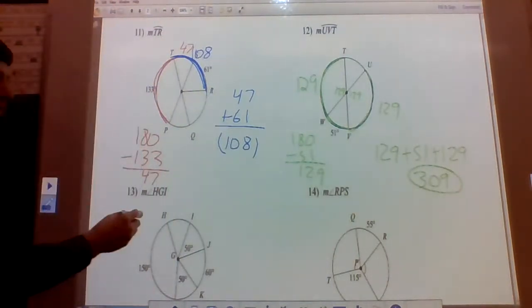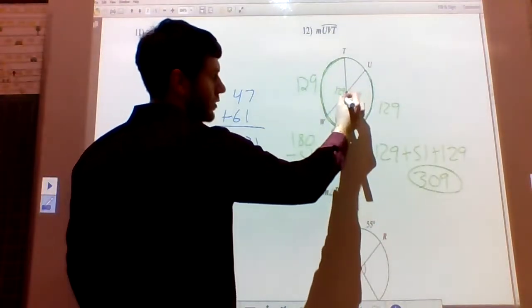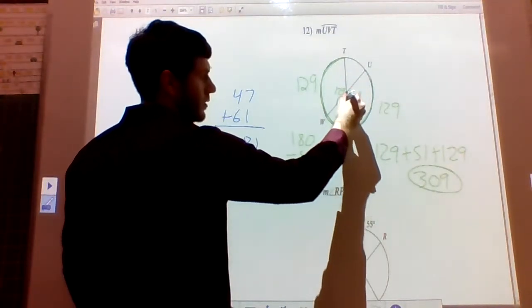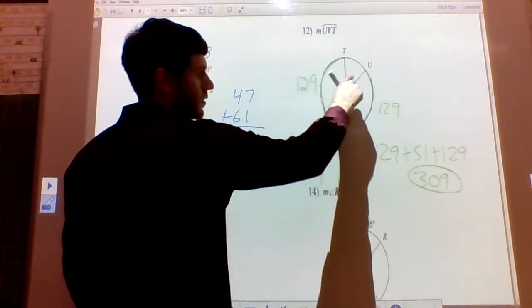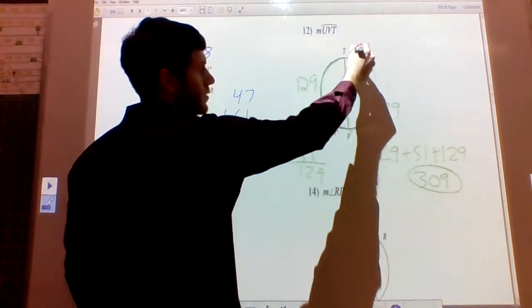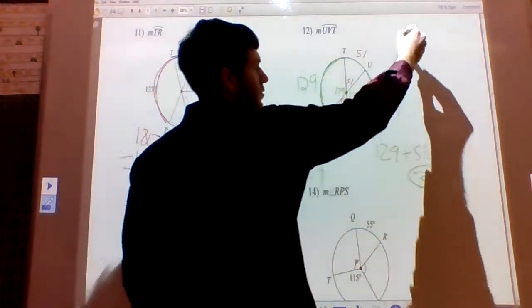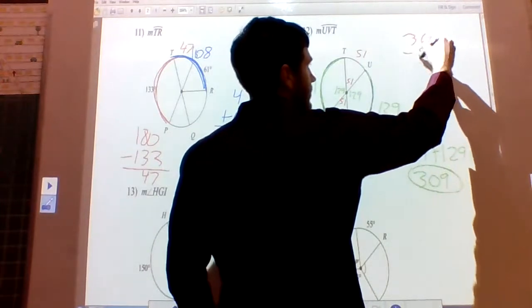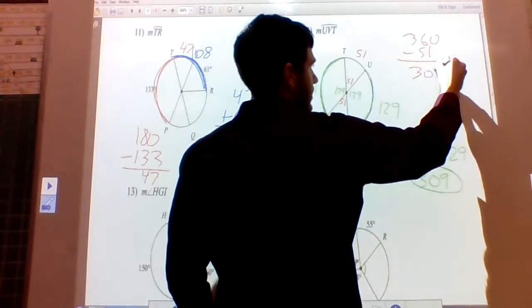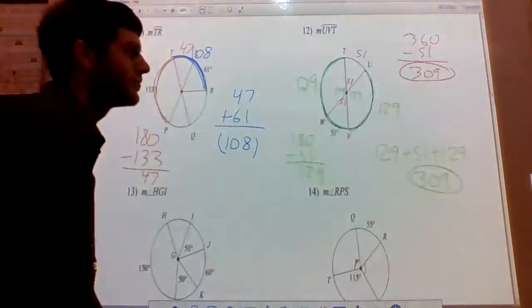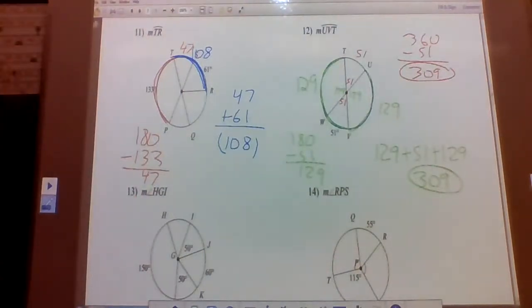okay, is we knew this one was 51, so we knew this central angle is 51. Vertical angle, so this is 51. So that means this is 51, and we could have done 360 minus 51, which would have been 309. Okay, so multiple ways we could do these problems.